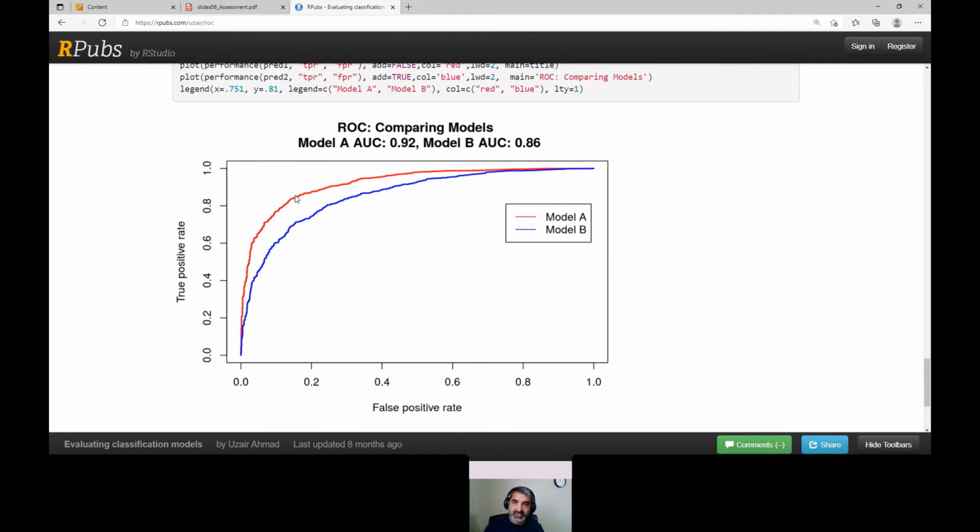So we will look at the area under the curve, or AUC, of the ROC curve of a classifier. The area under the curve for model A is 0.92. Total area is 1, and 0.92 is under the red curve, 0.86 is under the blue curve. So you will choose the one that is giving you more AUC. So this is the way we compare and evaluate two or more different models.